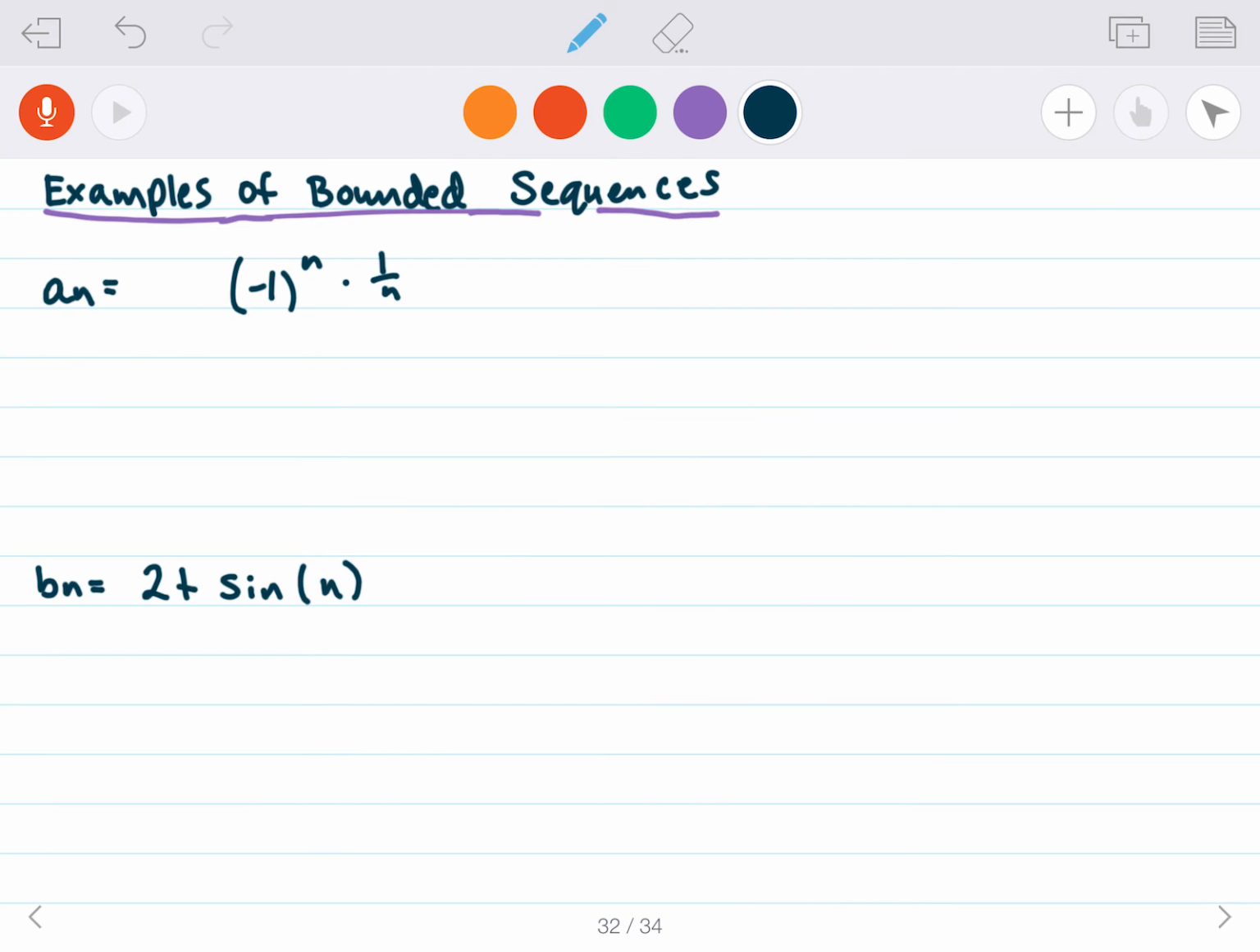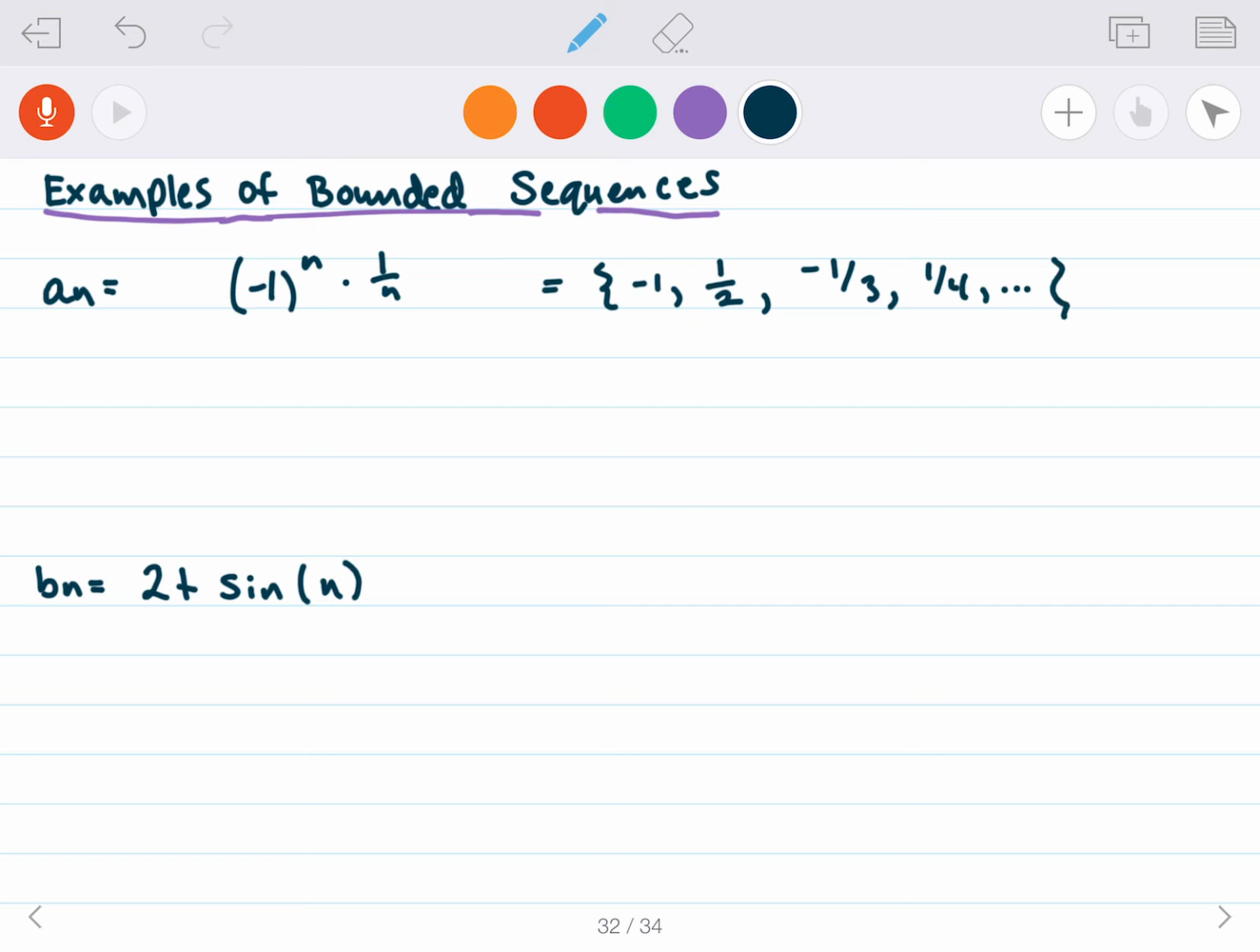So that's what bounded means. Here are two examples of bounded sequences. The first one is a_n equals (-1)^n times 1/n. We could start listing out the elements in the sequence. When n equals 1, this gives us -1. When n equals 2, this gives us a half. Then it goes between negative and positive, so we get -1/3 and 1/4, etc.